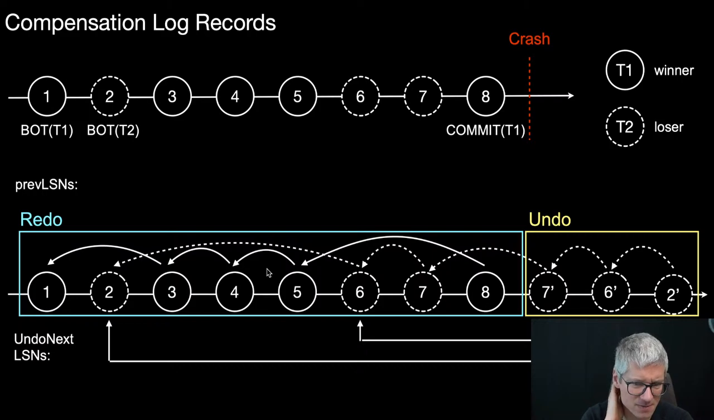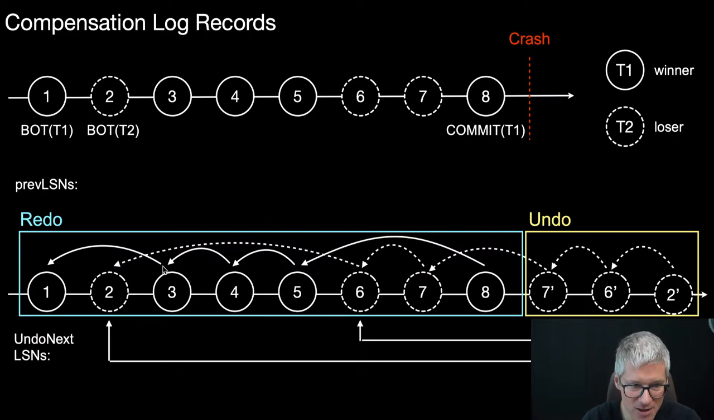So here's a visual explanation of how this may look. Here we have two transactions, one with a solid line and one with a dashed line. They have a certain interleaving of actions, and you see the crash here. So transaction one committed, so that's a winner. Transaction two did not commit, so that's a loser. So the actions performed by transaction two have to be removed. And then basically what you find on the log record level is something like that.